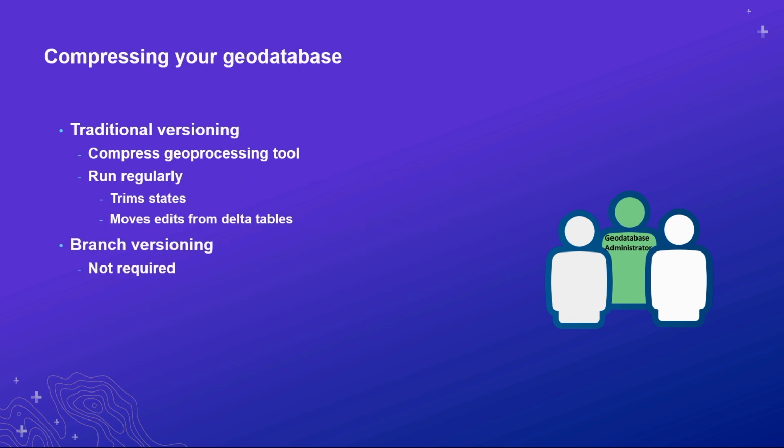Compressing your Geodatabase, right? You can run the compress GP tool to trim the states in your Geodatabase and also clean up records from the Delta tables. This needs to be done as the Geodatabase Administrator. With branch versioning, since the edits are directly written to the base table, there is no need for compress.